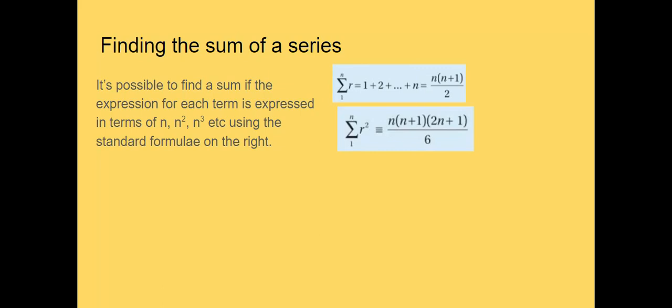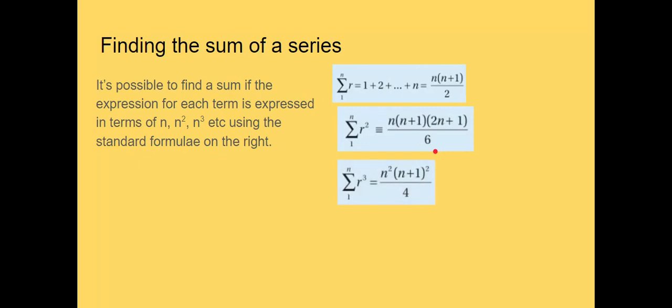Similarly, if each term in the sequence is r squared, and again we'll take n, our final value, as 20, then this time we're working out 1 squared plus 2 squared plus 3 squared and so on up to 20 squared. And we could work that out, but it's certainly more efficient to use our formula: 20 times 21 times 41 all divided by 6.